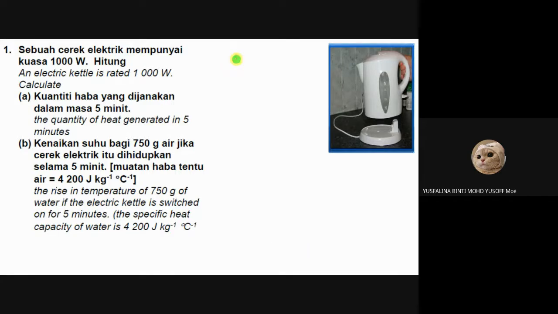Remember, E is equal to PT. What is P? P is power, and it's in watt. Time is time, and it must be in second. So for this one, you have to change minutes to second first.